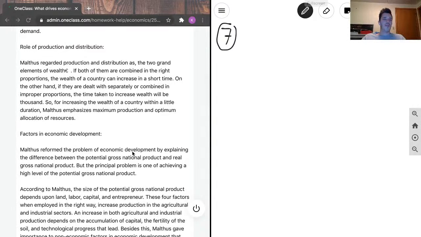production and distribution. Malthus regarded production and distribution as the two grand elements of wealth. If both of them are combined in the right proportions, the wealth of a country can increase in a short time. On the other hand, if they are dealt with separately or combined in improper proportions, the time taken to increase wealth will be much longer. So for increasing the wealth of a country within a little duration, Malthus emphasizes maximum production and optimum allocation of resources.